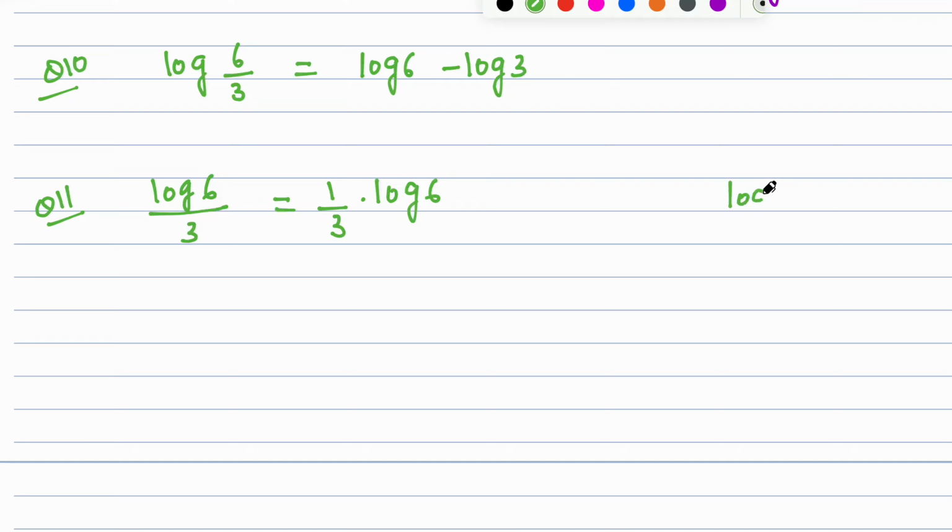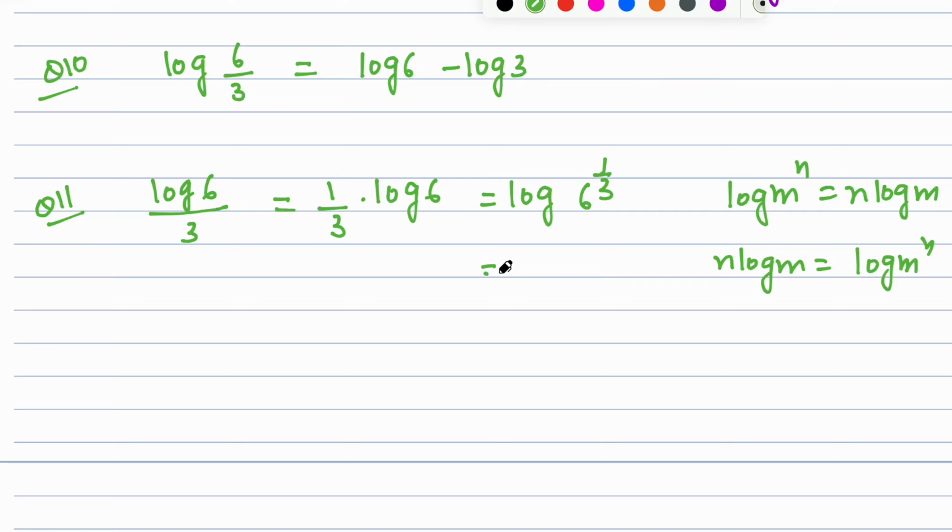Now if my property is log of m to the power n is equal to n log of m, I can use it in the opposite direction, log of m to the power n. So here 1 by 3 will be the power. So that is log of 6 to the power 1 by 3, or log of the cube root of 6. So we have to be very careful where the denominator is. Is it with the whole or with the number only, right? Okay.